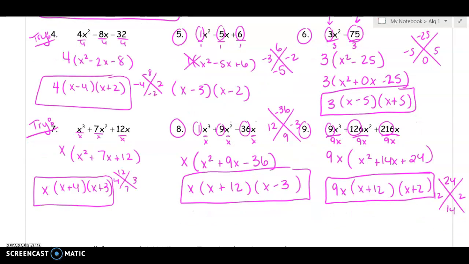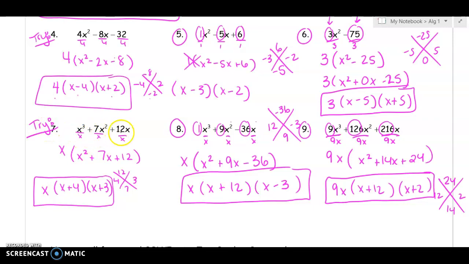Okay, so for number 4, the GCF is going to be 4. They can all be divided by 4. So I divided each piece by 4, and I got x squared, a minus 2x, and a minus 8. From there, I need to do the box problem. It's got to multiply to negative 8 and add to be negative 2. You get x minus 4, x plus 2, with the GCF of 4 out in front.